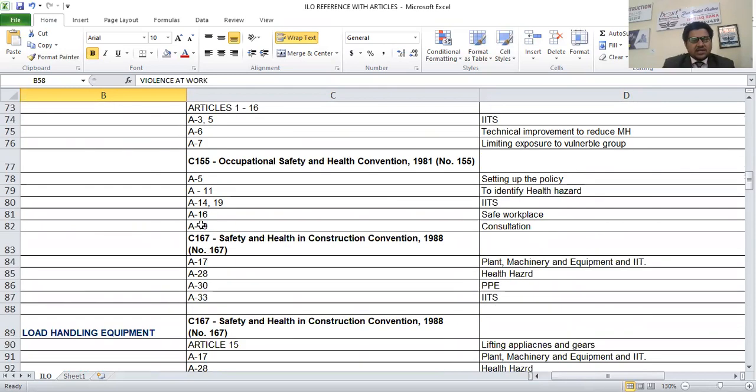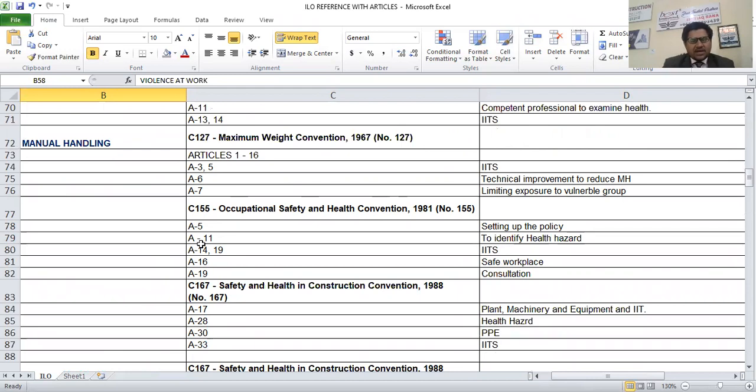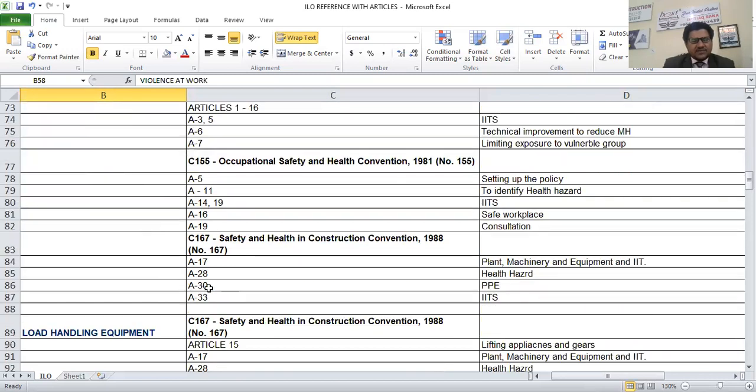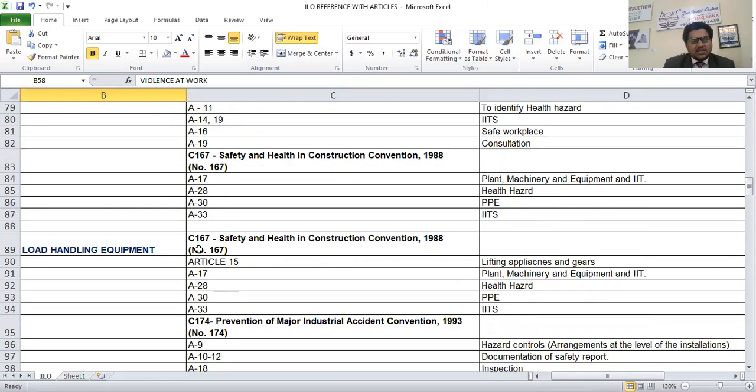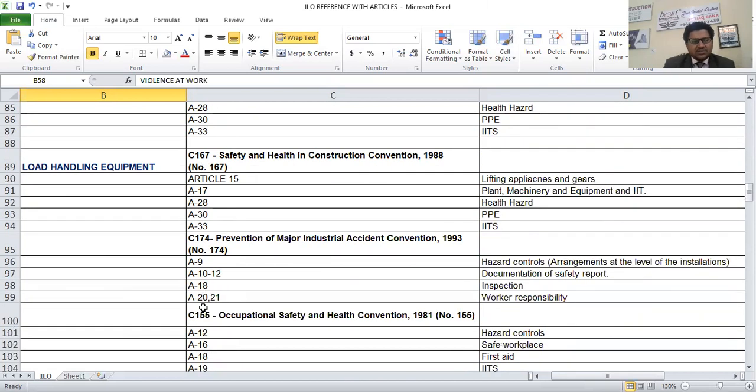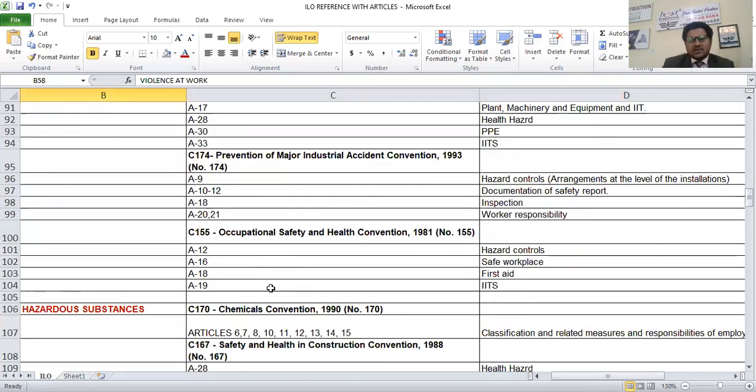vulnerable group. And then again, for manual handling, C155 is also supporting the same with some of the articles, and C67 is also supporting through some articles like plant machine equipment and health hazard and PPE, and also IITS and load handling equipment, again C67, different article numbers. Then C74, again different article numbers as per the kind of the hazards or the risk, and what exactly the control measures, the preventions or protection or documentation we required.